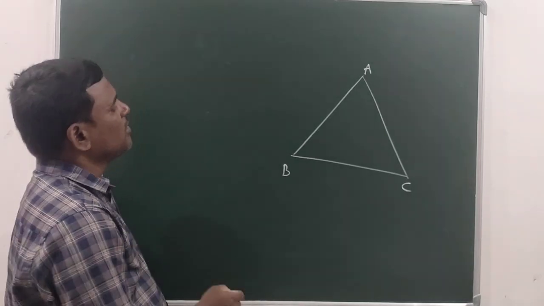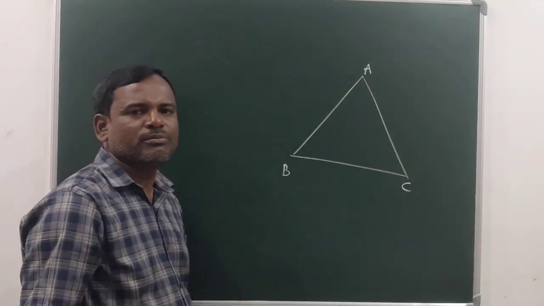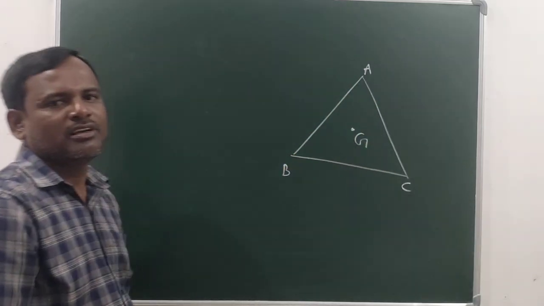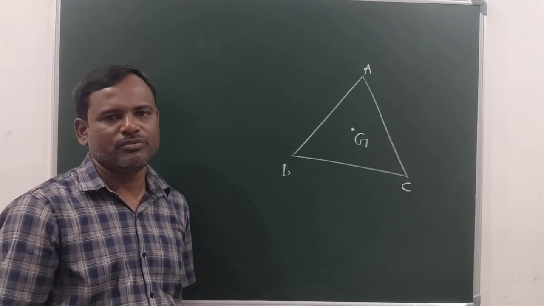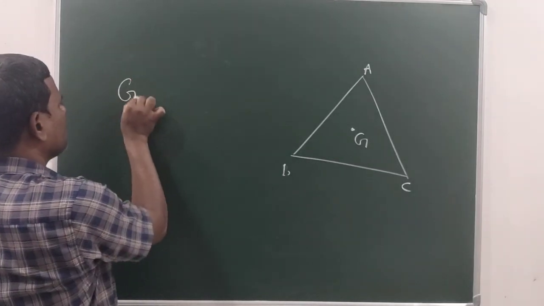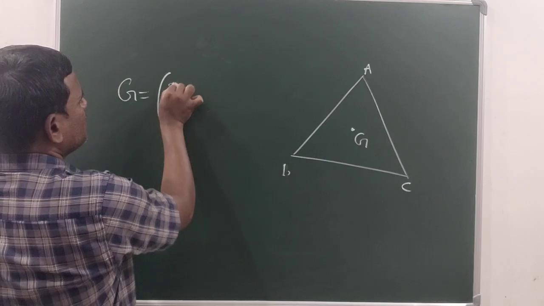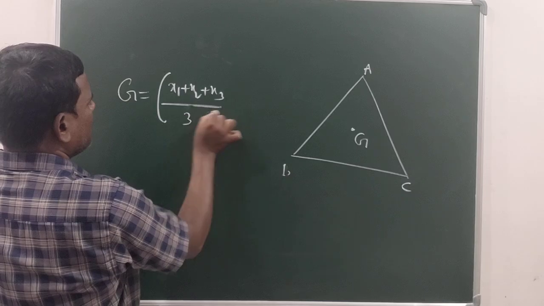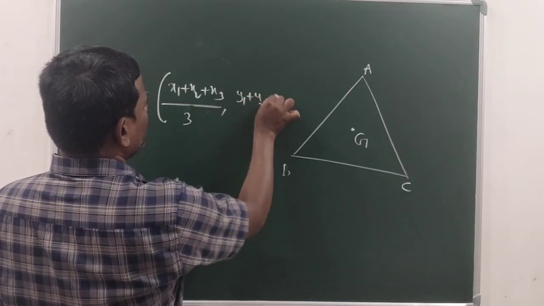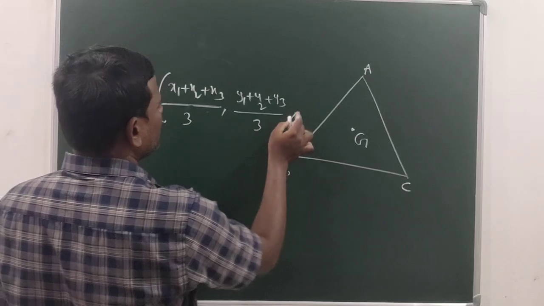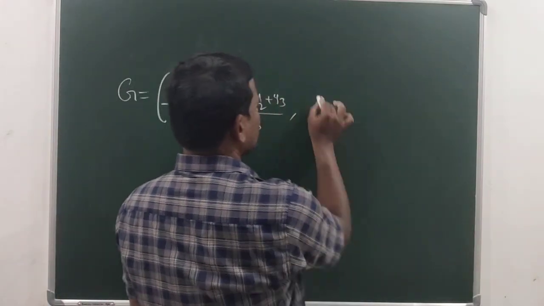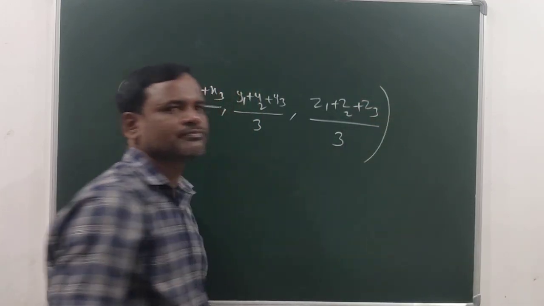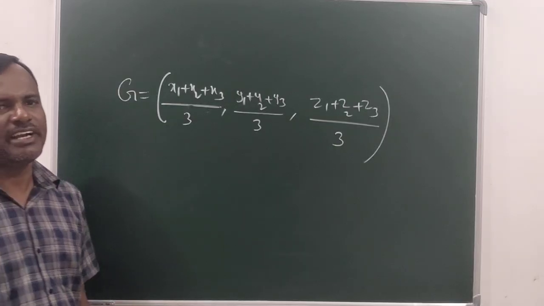Okay, see here, 3 points will be given to you, and they will ask you to find the centroid of the triangle formed by them, whose vertices will be given. You know, same like 2D. So what will be the formula for centroid? x1 plus x2 plus x3 by 3, comma y1 plus y2 plus y3 by 3, comma z1 plus z2 plus z3 by 3. Okay, students, this is the centroid formula.